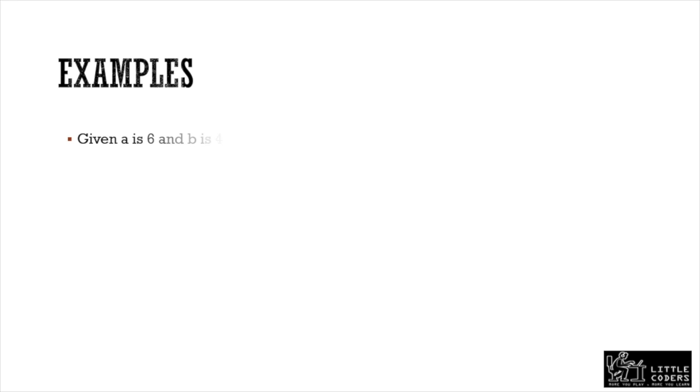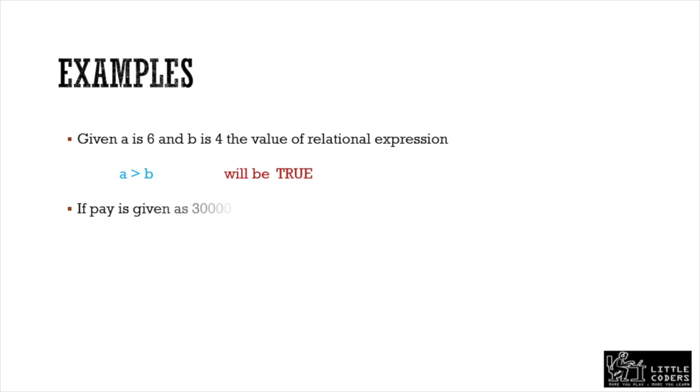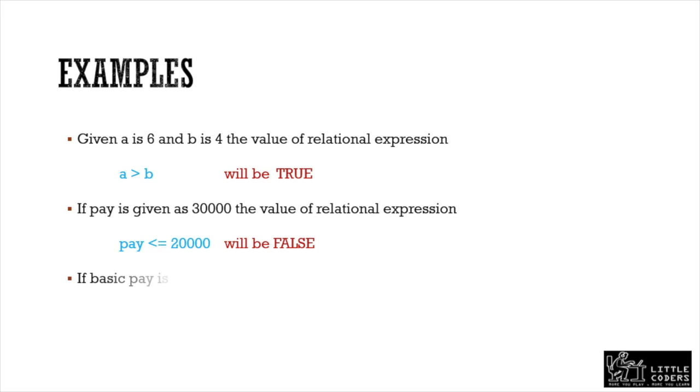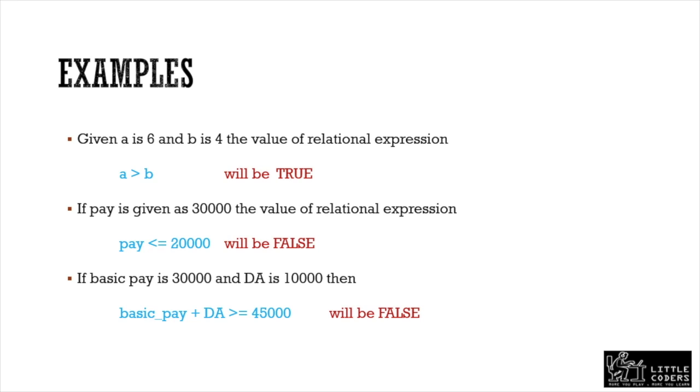Let us see some examples. Given A is 6 and B is 4, the value of the relational expression A greater than B will be true, because 6 is greater than 4, so the result will be true. If pay is given as 30,000 and the relational expression is pay less than or equal to 20,000, here it is 30,000. Now you are checking whether it is less than or equal to 20,000. It is not, it is 30,000. So the result will be false.